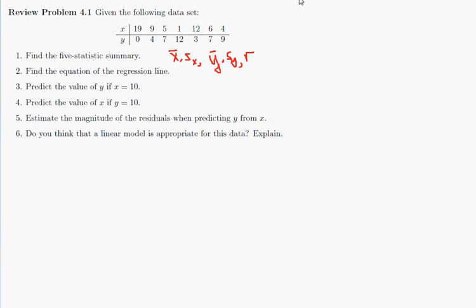Now to get these things, we will first find a few things. We need the sum of the values of x, the sum of the values of y, the sums of the x squareds, the sum of the y squareds, and finally the sum of x times y. Okay, so let's take a look at these things one at a time.